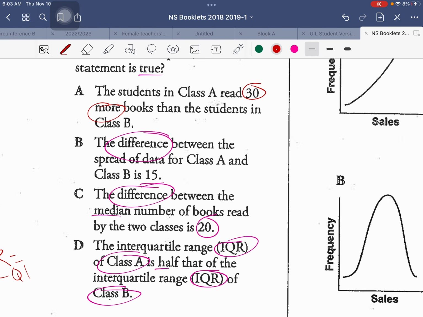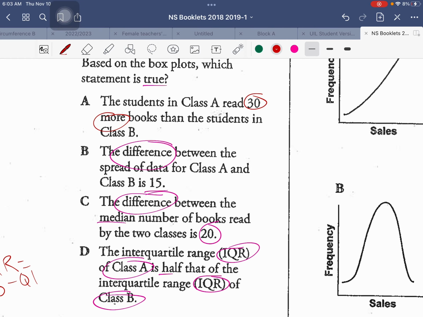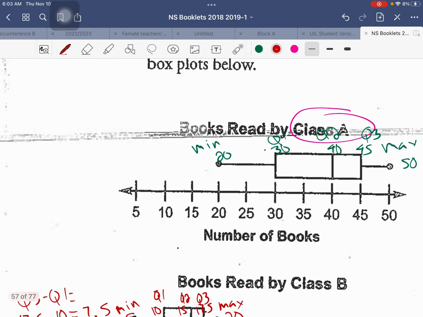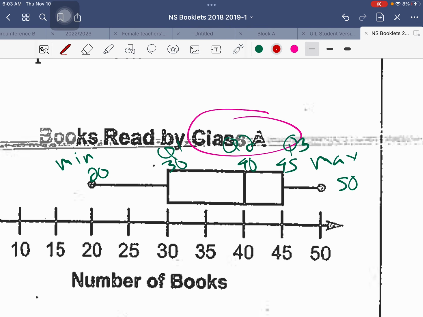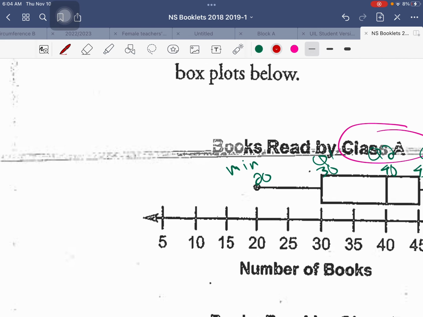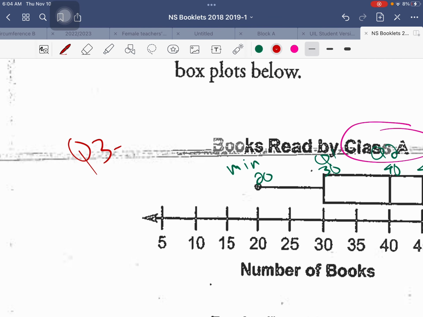And they're saying that Class A is half that of Class B. So this would have to be less, and it would have to be exactly half. Okay, bueno. So the IQR here would be Q3 minus Q1.